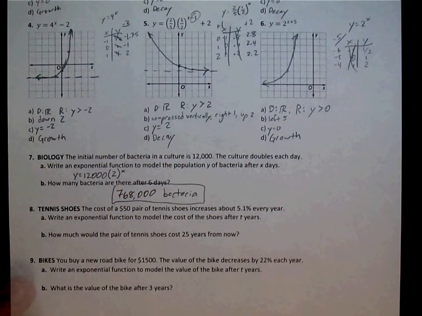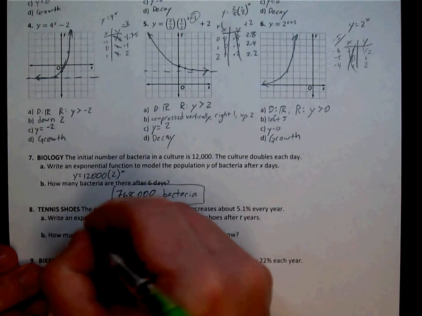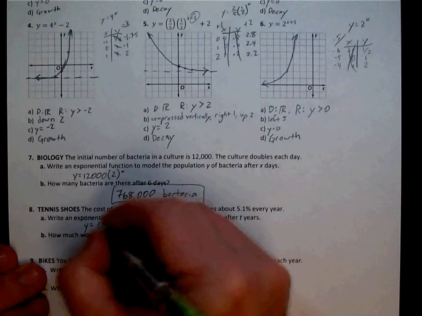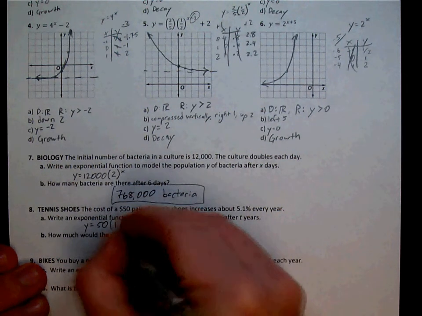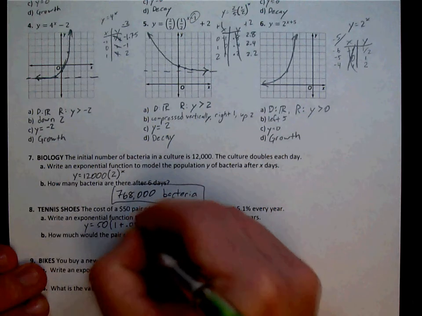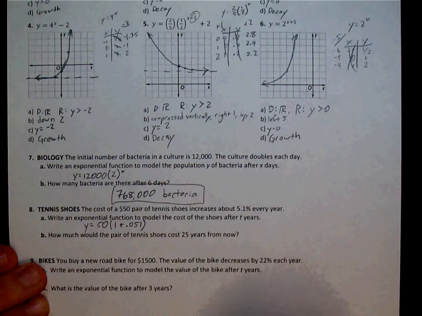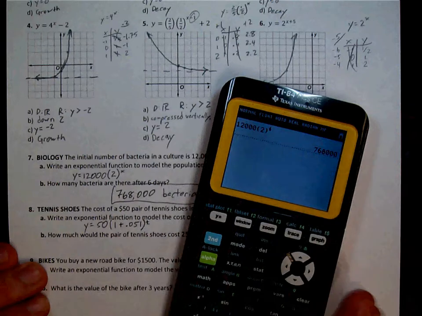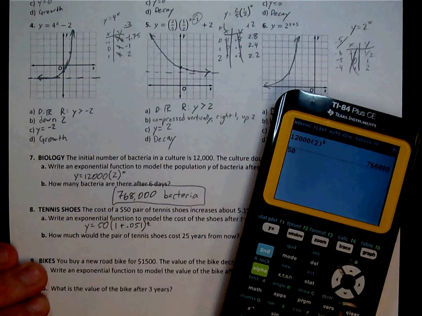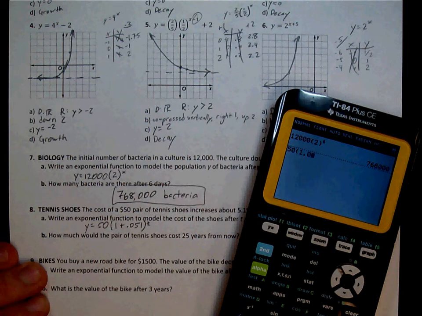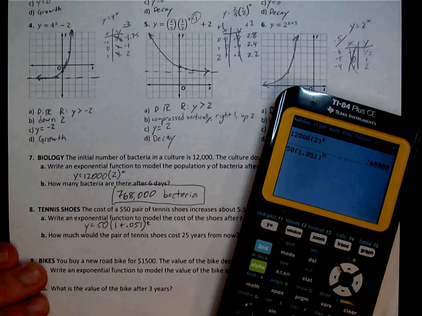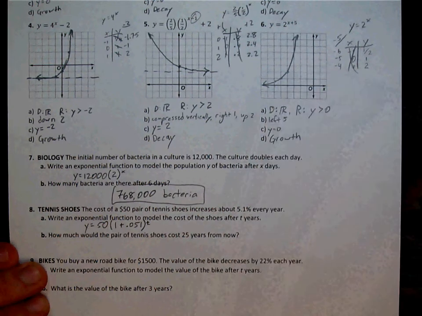Number 8, cost of tissues. It's increasing, so it's going to be growth. Initial amount was $50. 1 plus 0.051 when we change it to a decimal. For t years, so there's our model. Now on part B, we need to go ahead and plug in 25 into that. So 50 times 1, I really could just call it 1.051, that's what I get when I add those. To the power of 25, $173.40.